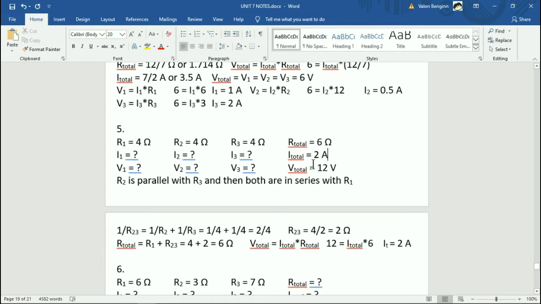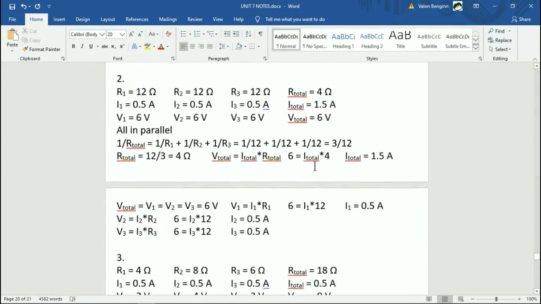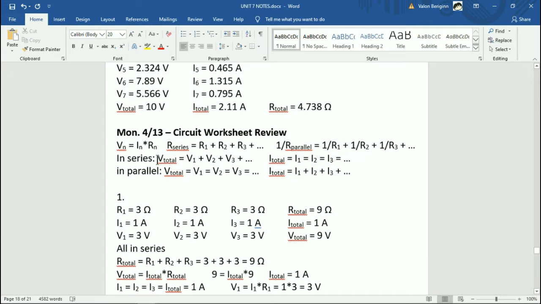Okay, now the tricky part is figuring out how we get the currents and voltages. Well, remember the totals, the total current and the total voltage, you can also think of these as the current and voltage for the battery. So the battery is in series with R1. This means the relationship between the voltage and current between R1 and the battery follows the general series rules: the voltage is additive and the current is equal.